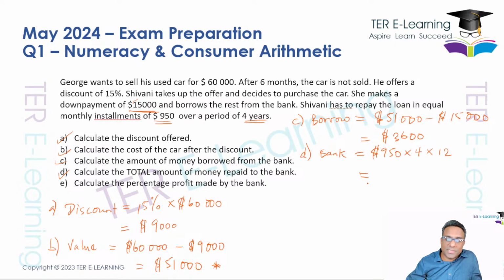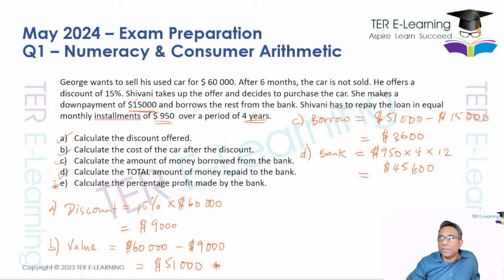So when I work this out, this is going to be the total amount she pays back to the bank. That's 950 multiplied by 4 multiplied by 12. So she's actually paying back 45,600. That's a lot more, which is typically how it is in real life, right? So this is 45,600 she has to pay back to the bank.